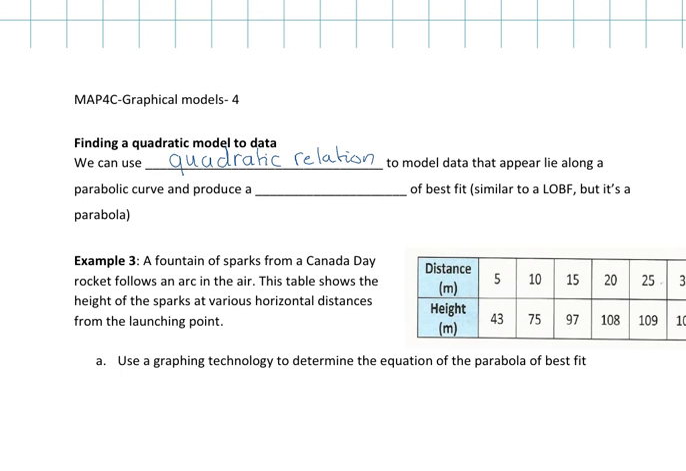To model data that appear to lie along a parabolic curve and produce a curve of best fit. It's going to be similar to the line of best fit, but it's going to be a curvy, parabolic shape. Okay? So, a fountain spark from a Canadian rocket follows an arc in the air. This table shows the height of the spark at various horizontal distances from the launching point. Use graphing technology to determine the equation of the parabola of best fit.